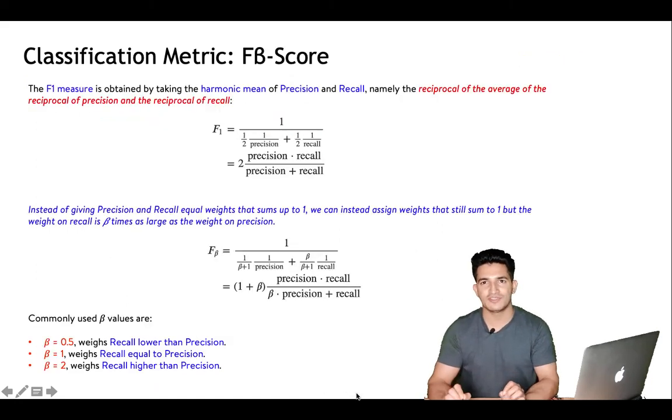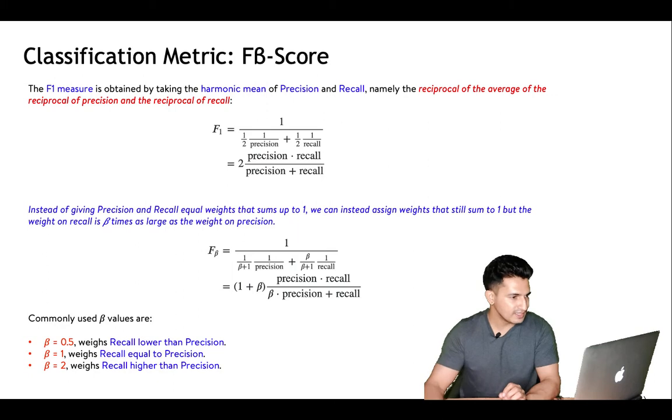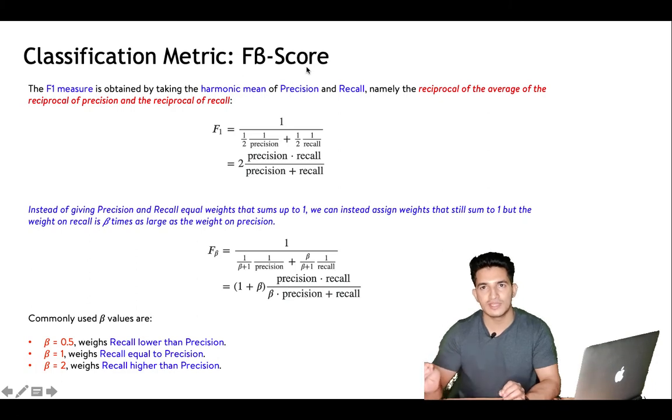Now the last classification metric that we will look at is F beta score. Like F1 score, we have F beta score, which is a slight modification of F1 score. So let's look at F1 score one more time to understand F beta score better. So F1 measure is obtained by taking the harmonic mean of precision and recall, namely the reciprocal of the average of the reciprocal of precision and the reciprocal of recall, that we have seen in the last slide already.